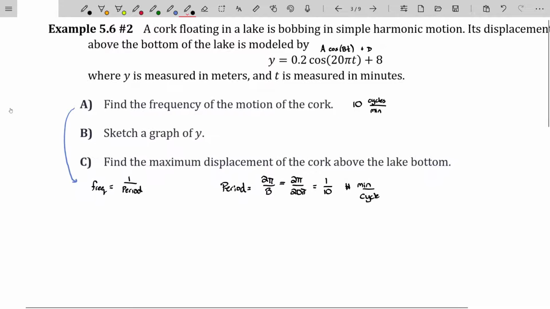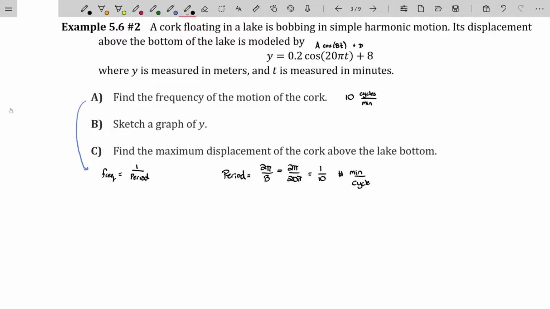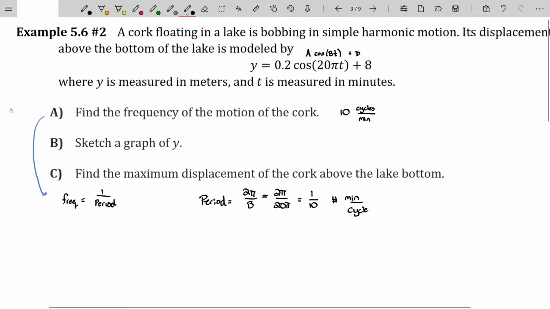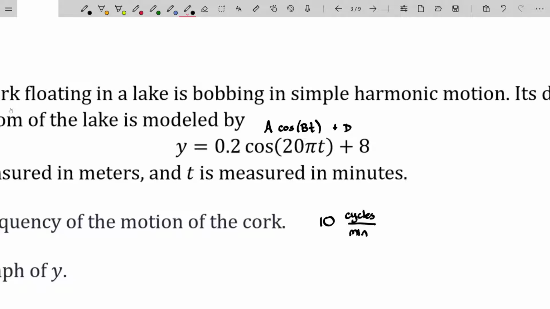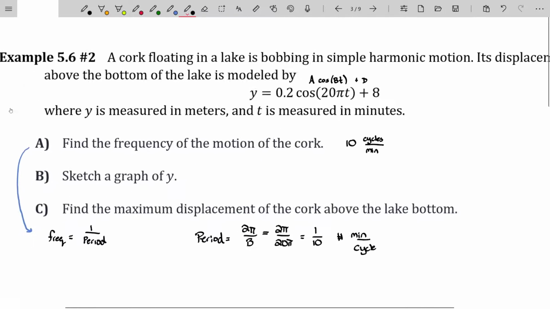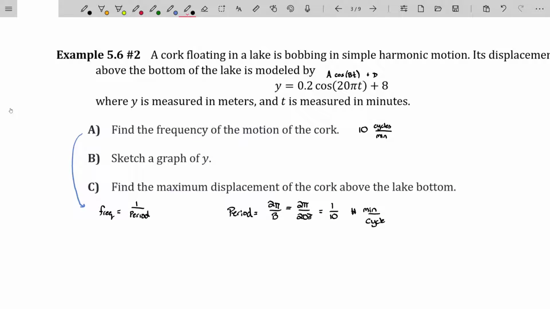Well, that's not too bad. Again, I'm going to rely on the fact that we were given a function y equals 0.2 cosine of 20 pi t plus 8, and I'm just going to label those pieces A, B, and D. So the amplitude of this cosine function is the absolute value of that lead, or the coefficient on cosine, which is 0.2. So the amplitude is 0.2. And then we know the period of a trigonometric function is 2 pi over b, which we've already calculated, so I don't need to actually do very much with that.